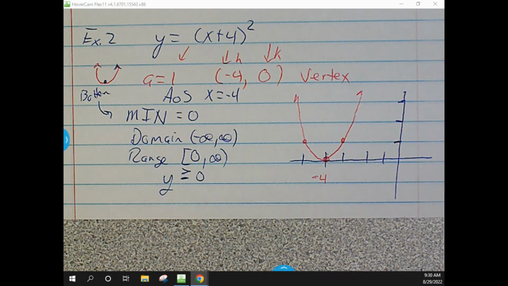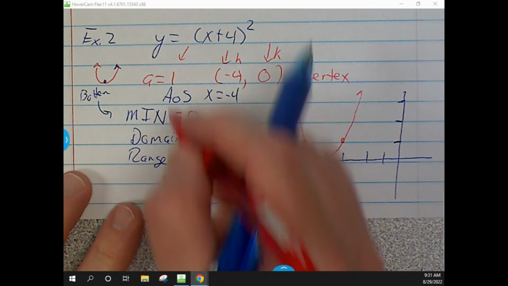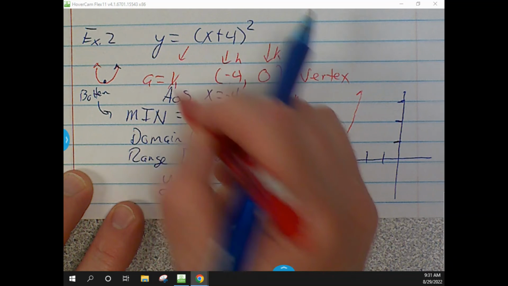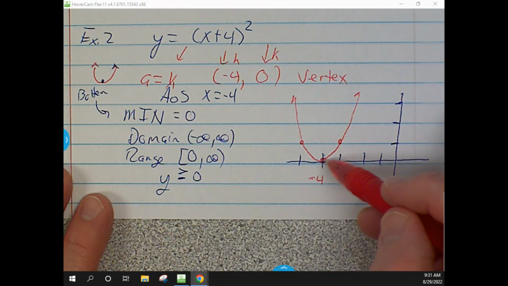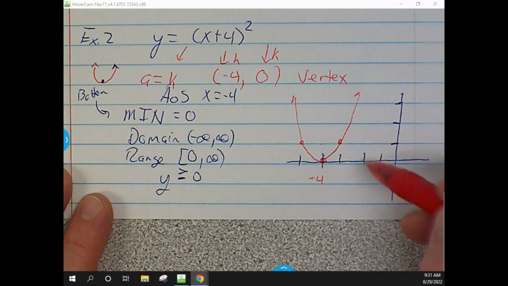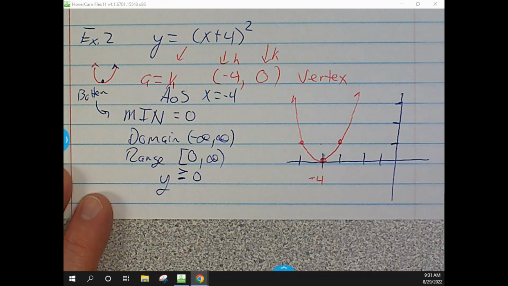Where did you get the up 1 over 1 from? The A value. As long as it's a whole number, you can think about it kind of like slope. If that's 1 over 1, you can kind of cheat, and we're just going to go up 1 over 1 to get this point, or up 1 over 1 to get that point.